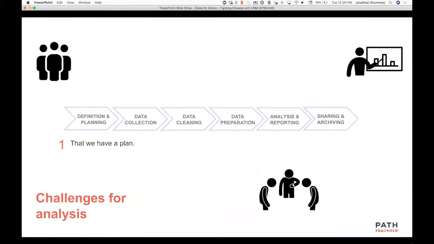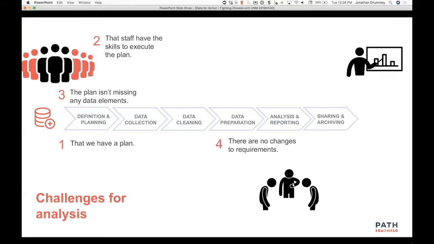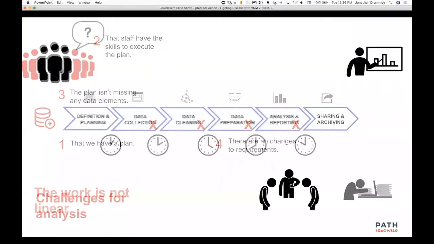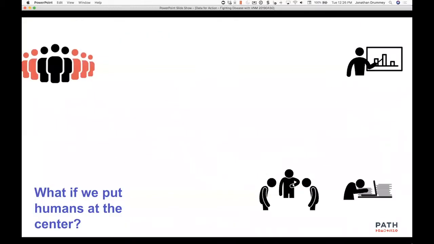Plus, this assumes that we have a full plan at the beginning of the process. It assumes that the staff have all the skills that we need, that the data isn't missing anything that we need for that plan, and that over this time there aren't any changes to requirements. This is part of why we end up with systems that don't meet user needs. And that poor analyst is not so happy. So this work really isn't happening. We try to make it into a linear process, but it's not a linear process.